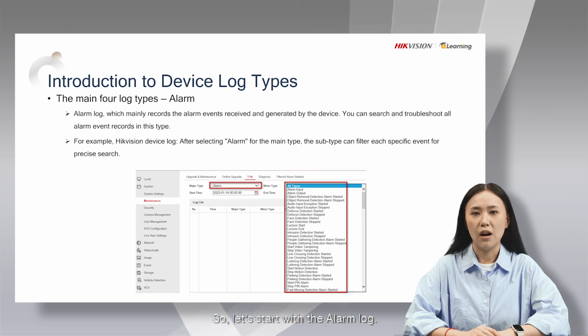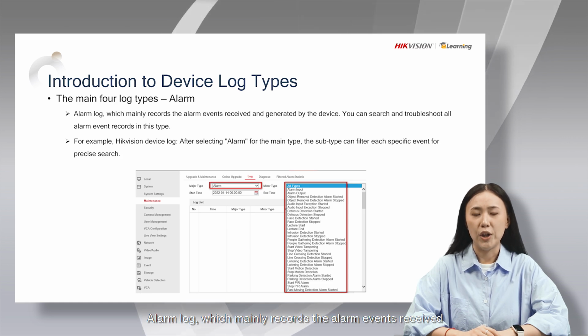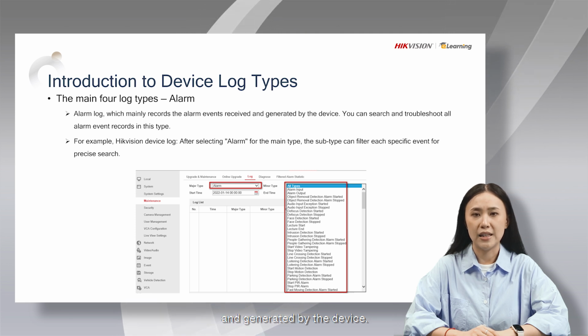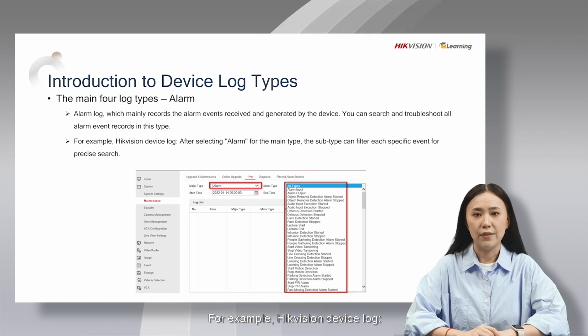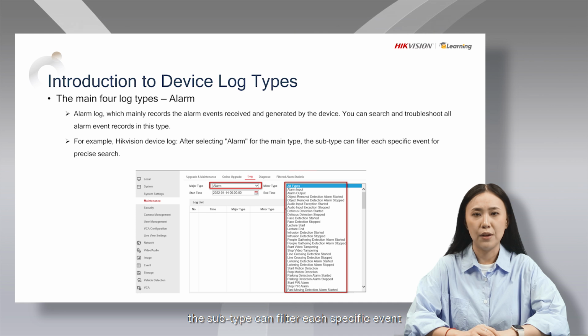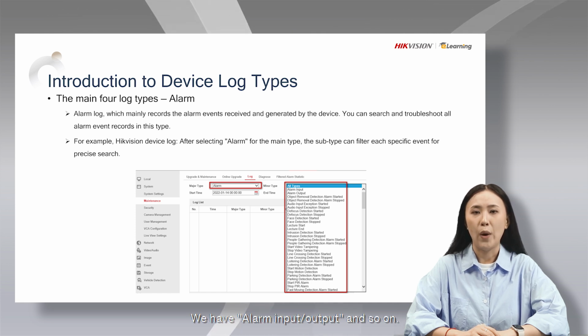So let's start with the alarm log. The alarm log mainly records the main events received and generated by the device. You can search and troubleshoot all alarm event records in this type. For example, in the Hikvision device log, after selecting alarm as the main type, the subtype can filter each specific event for precise search. We have alarm input or output, and so on.